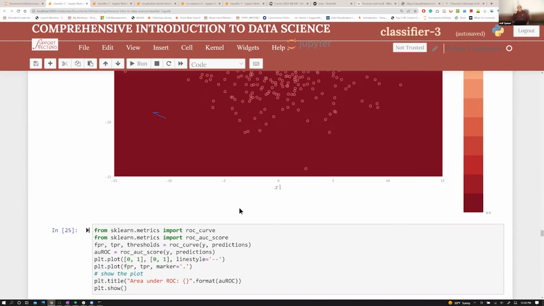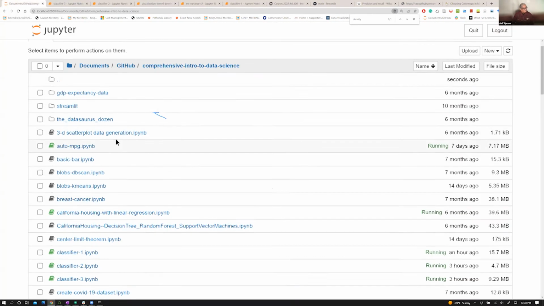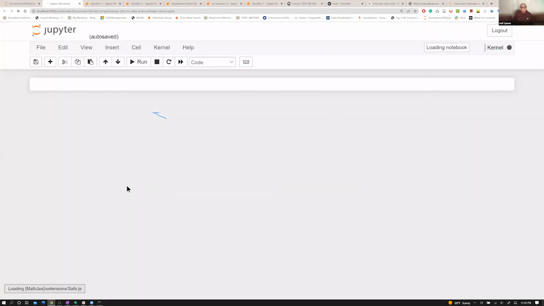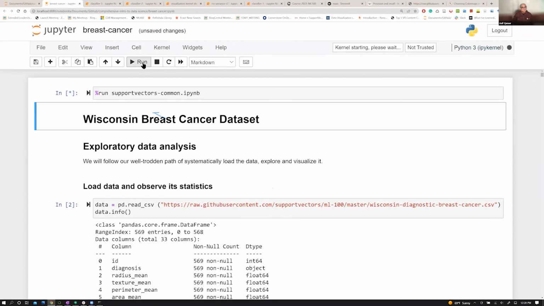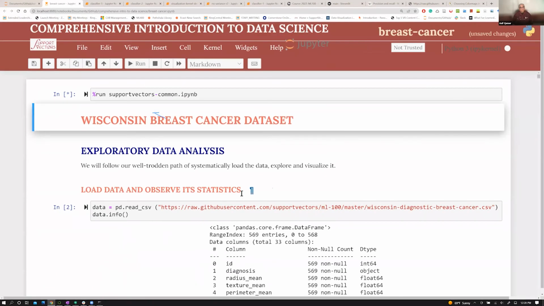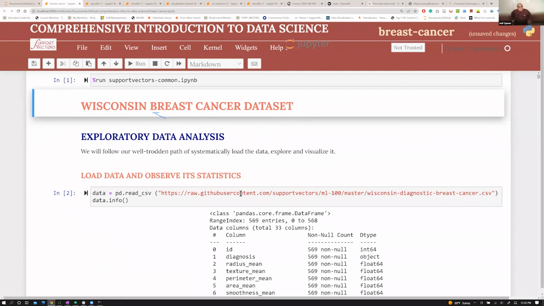We are building our muscles. Now let's do some real data set. So for real data set, we'll take the breast cancer data. Let me see if I have opened it. Okay. So this is the famous Wisconsin breast cancer data set.